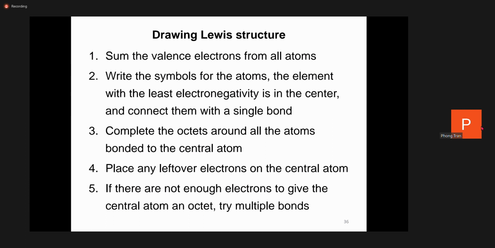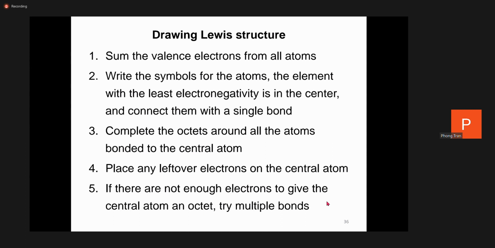Then you complete the octet around all the atoms bonded to the central atom. So you complete the octet, that means to make the surrounding atoms satisfy having 8 electrons first. Octet means 8. After satisfying all the surrounding atoms with 8 electrons, any leftover electrons you put on the central atom.